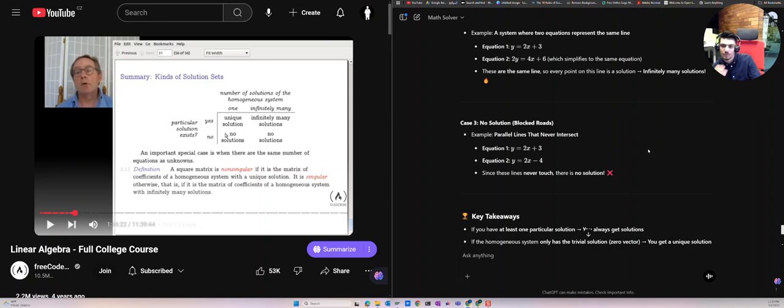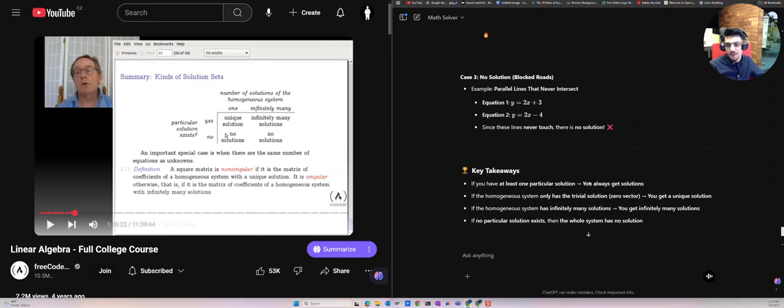No solution is like blocked roads. Example: parallel lines that never intersect, y equals 2x plus 3 and 2y equals 4x minus 4. Since these lines never touch, there is no solution between them.